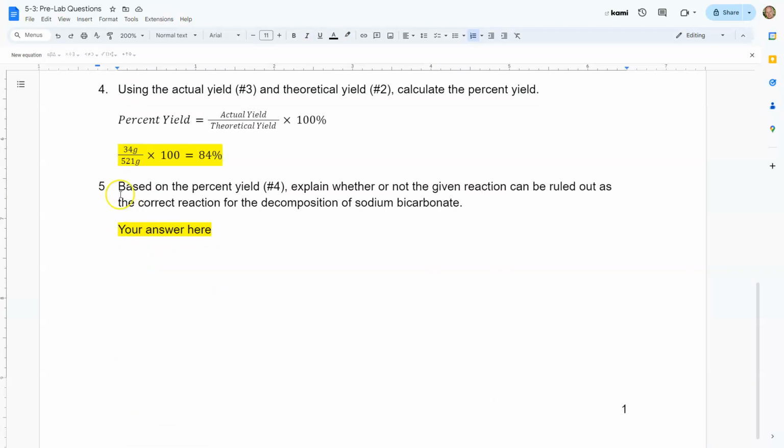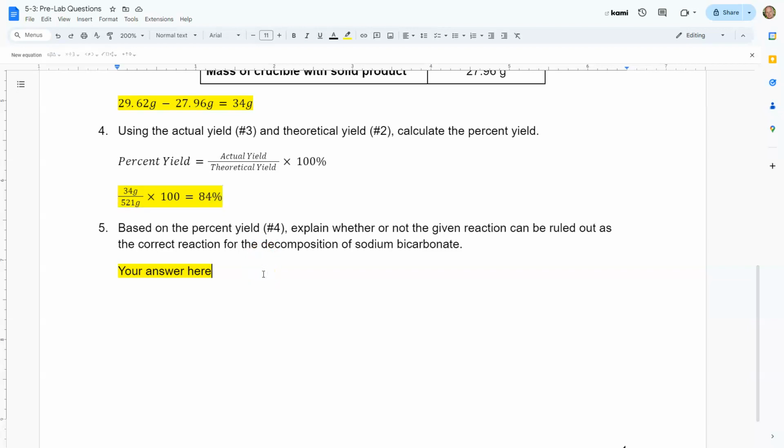All right. Number 5 says, based on the percent yield from number 4, so 84%, explain whether or not the given reaction can be ruled out as the correct reaction for the decomposition of sodium bicarbonate. Okay, so we talked about interpreting the percent yield in class. So remember, ideally we want 100%, okay, that would represent a good reaction. So if I got a really low number, that wouldn't be good. Likewise, if I got a number greater than 100%, that should also mean something. So 100 is kind of the number that we're looking for. So you need to tell me whether or not this percent yield would tell us if that reaction is correct.